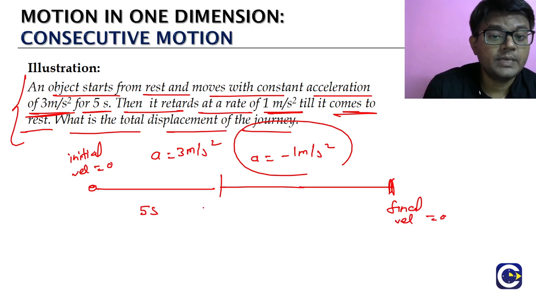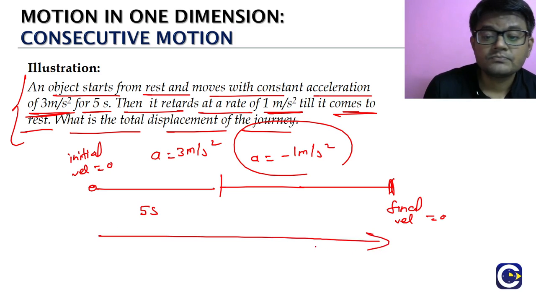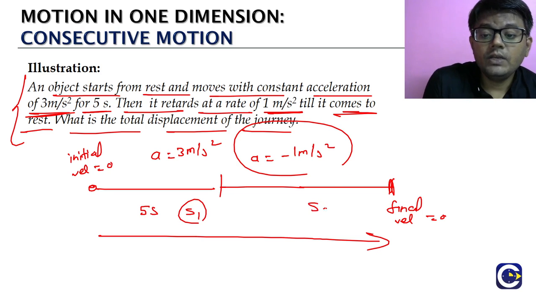Here one thing we need to be clear about: the object is not changing its direction of motion, it is continuing in the same direction. So overall displacement means what? If we look at the first part, let us say the displacement is S1. If we look at the second part, let us say the displacement is S2.